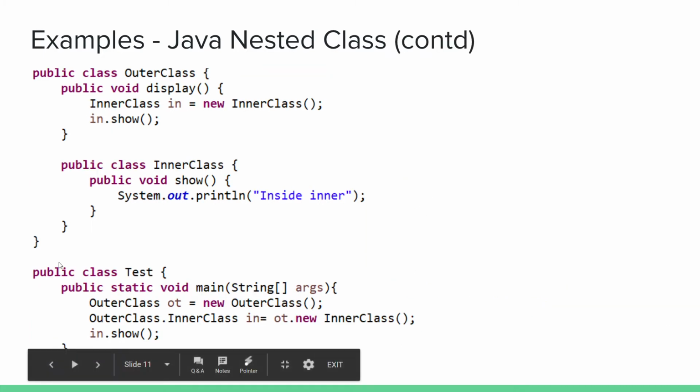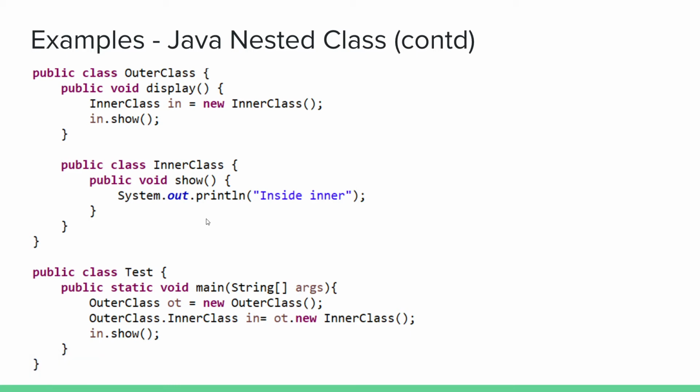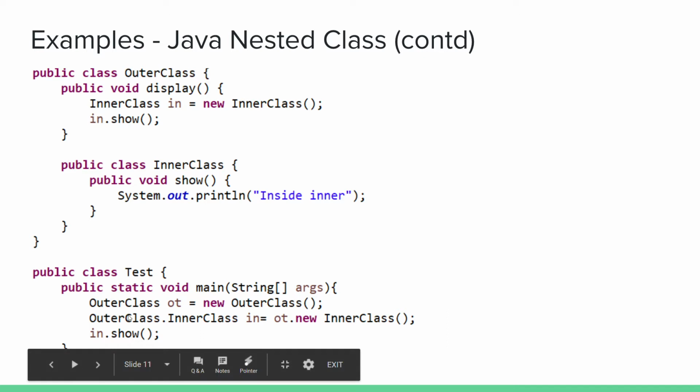So in this example, the inner class is defined directly as a member of the outer class, but the inner class is instantiated outside the outer class. You can see that there is a separate class called Test where you're calling Outer.Inner and creating a new object of the inner class, and this is done outside your outer class. So this is how nested classes work in Java.